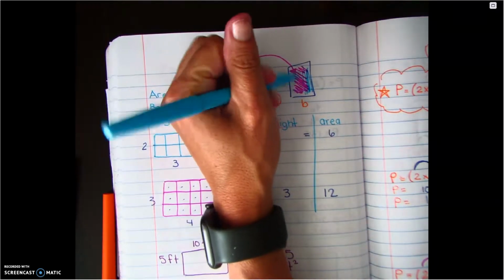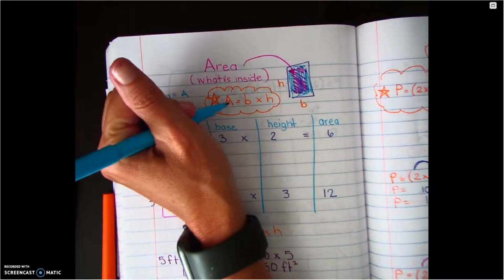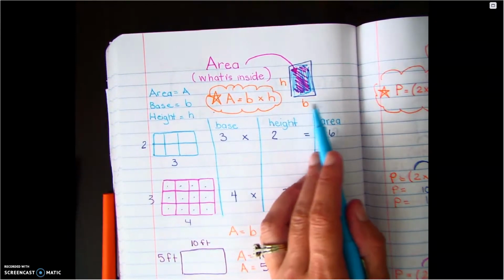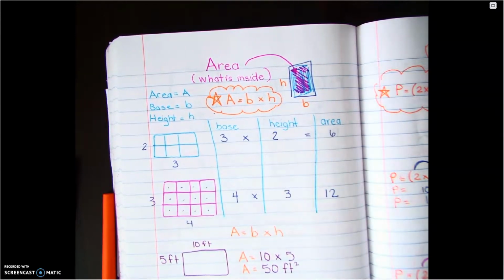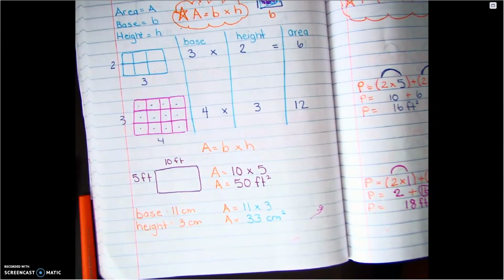So remember, the area is what's inside. If I had to cover this with flowers, that would be how much is inside. So your area is your base times your height. Your base times your height. So we'll be working on that for this assignment for 13.2.